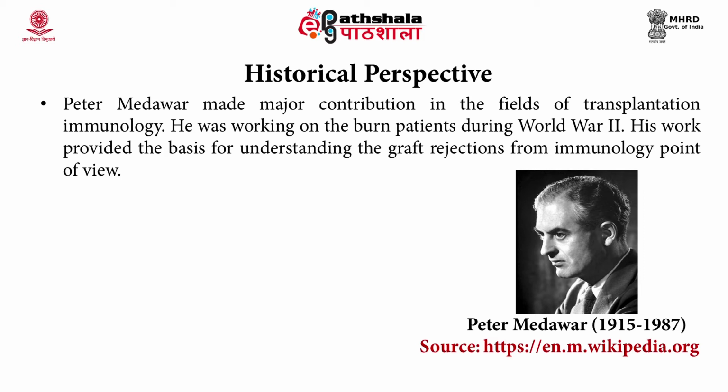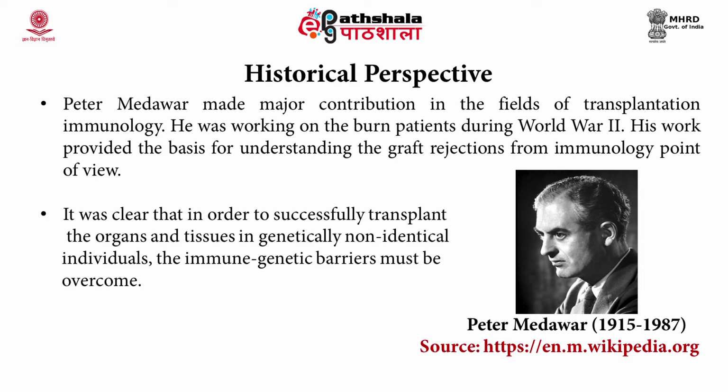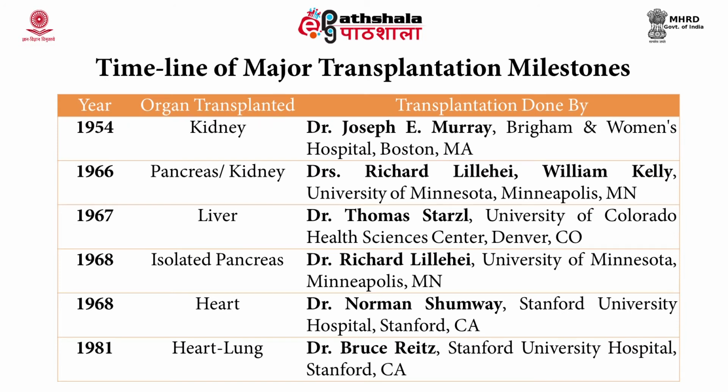Before Medawar, Paget's observation in Kansas City in 1932 made the underlying genetic basis for rejection apparent: skin allografts between family members tended to survive for longer than those between unrelated individuals. It was clear that in order to successfully transplant organs and tissues in genetically non-identical individuals, the immunogenetic barriers must be overcome. The first successful human kidney transplant was carried out in 1954 in Boston between identical twins.